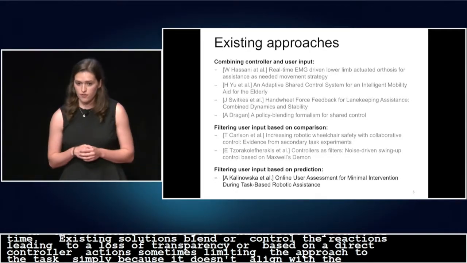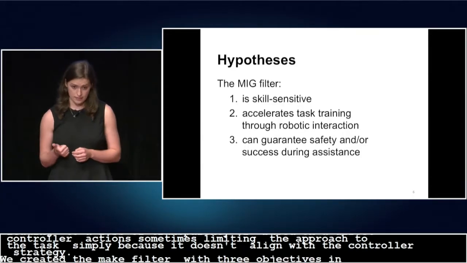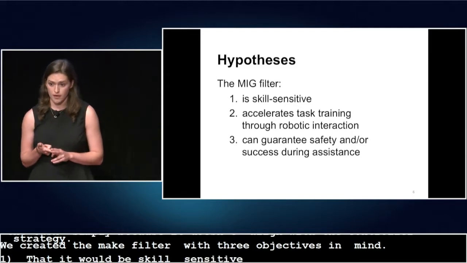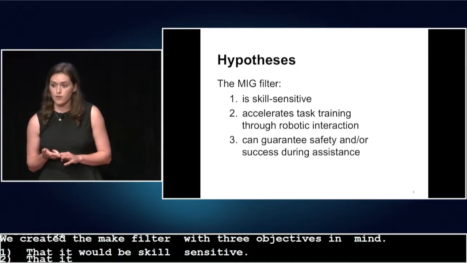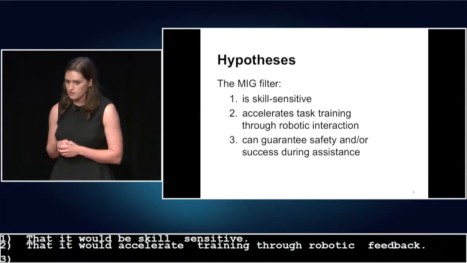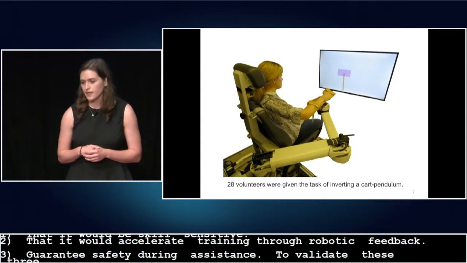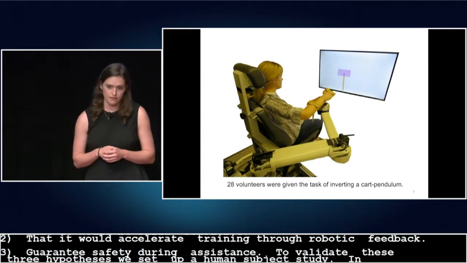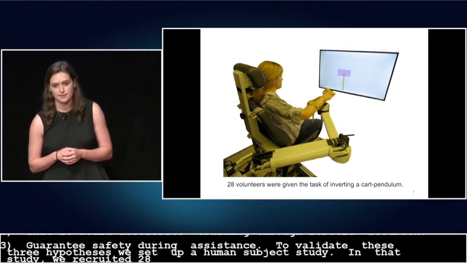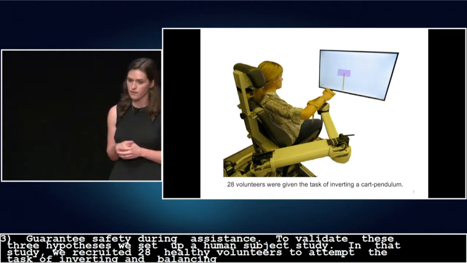We created the MIG filter with 3 objectives in mind: that it would be skill sensitive, that it would accelerate training through robotic feedback, and that it would guarantee safety during assistance. To validate these 3 hypotheses, we set up a human subject study. In that study, we recruited 28 healthy volunteers to attempt the task of inverting and balancing a simulated cart pendulum system using this upper limb robotic platform.